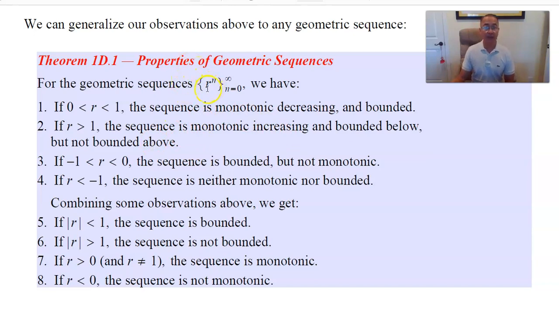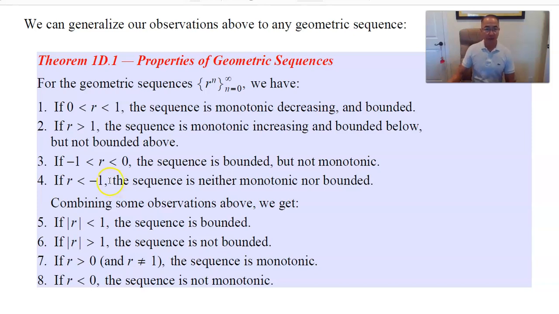All right, so it is worthwhile to assemble, summarize our observations and generalize them, of course, to any common ratio for our geometric sequence. If the common ratio is between 0 and 1, our first example, the sequence is both monotonic decreasing and bounded, both above and below. But if r is bigger than 1, the sequence is still monotonic increasing, and is bounded below by 0, but it's not bounded above. It can keep going up to infinity because r is bigger than 1.